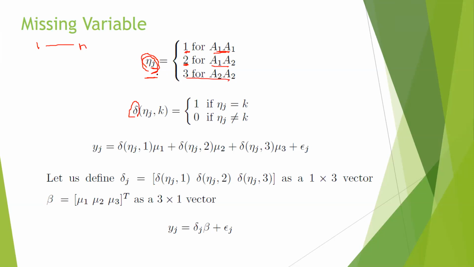Now, based on this eta j, we define a new random variable, delta. This delta is different from the NCP. What is NCP? The non-centrality parameter in the chi-square distribution. So we use the same notation, but with different meanings. Don't be confused about that.